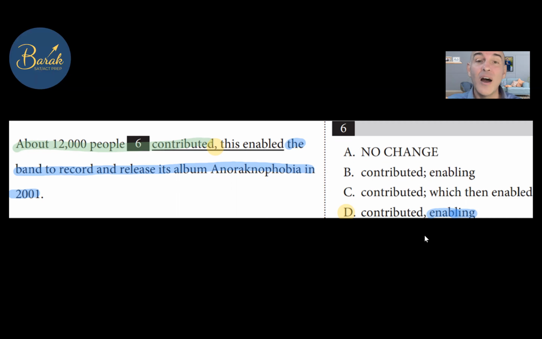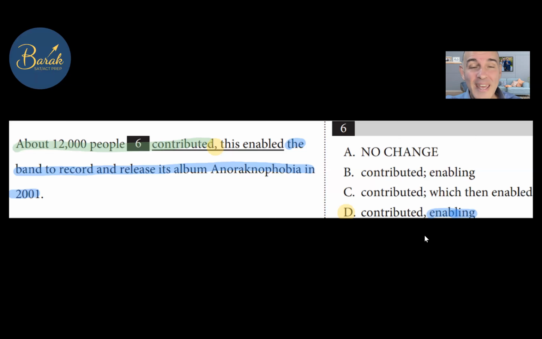Well, if we think of a comma, in this case what we're using is a full and a partial sentence, okay? The comma is separating between a full and a partial. Then D creates the case where the green is full. About 12,000 people contributed. That's a full sentence, comma, enabling the band to record whatever. That's a partial.